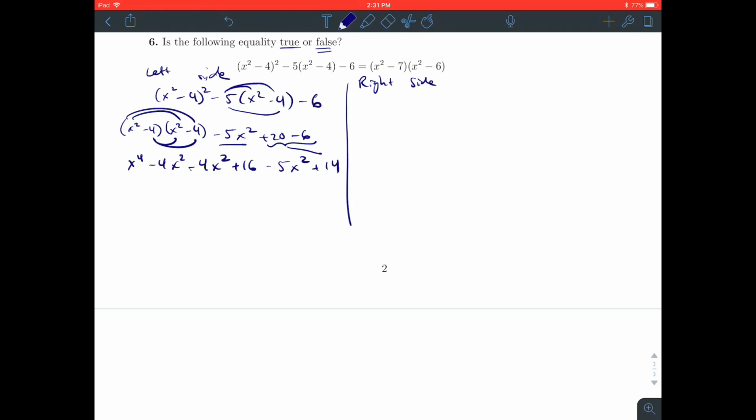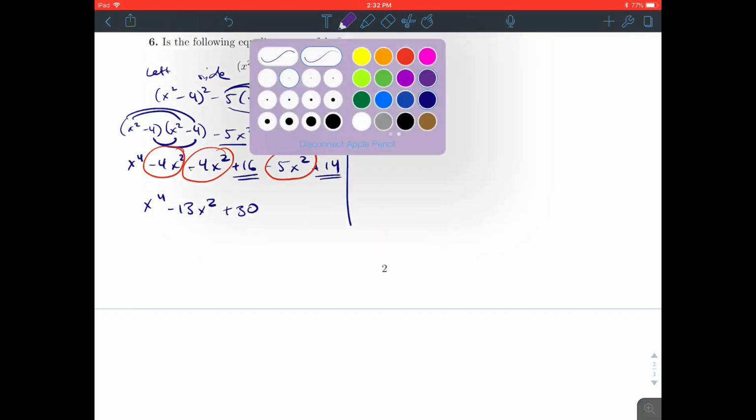Combining some more like terms, let's see. That's going to give us x to the 4th minus 13x squared plus 16 plus 14, that's going to give us plus 30. All right, so if the right-hand side is equivalent to this, then this will be a true equality. Let's check. So we're going to check the right-hand side. Maybe I'll change the color to purple.